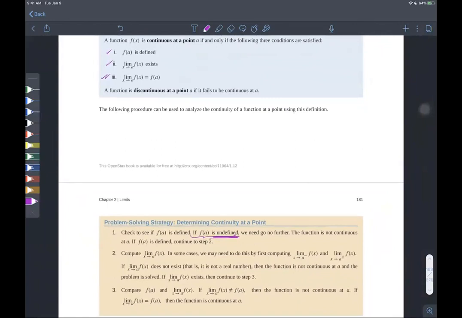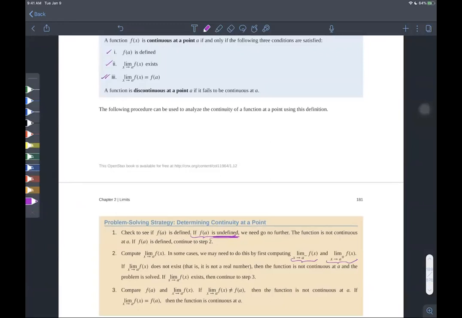But if it is defined, well, then you need to check the next requirement, number 2. Compute the limit as x approaches A of f of x. In some cases, we may need to do this by first computing the left-handed limit and the right-handed limit. Okay, and of course, if these two are equal, then the limit exists. If these two are not equal, then the limit does not exist.